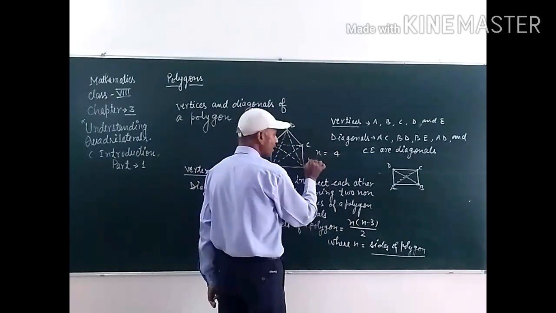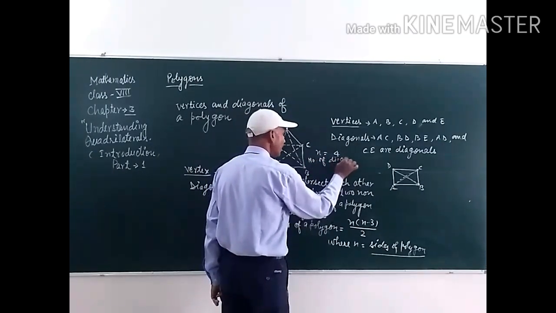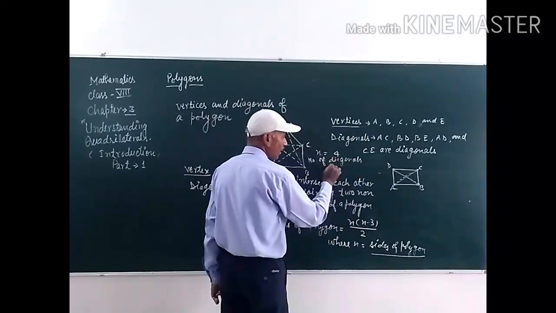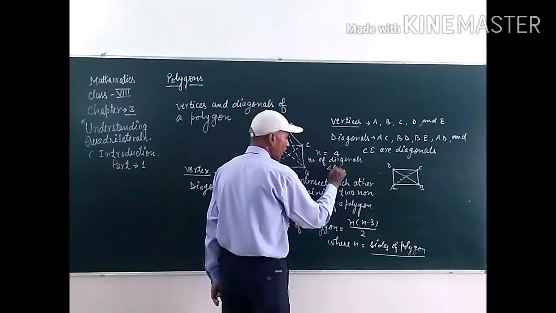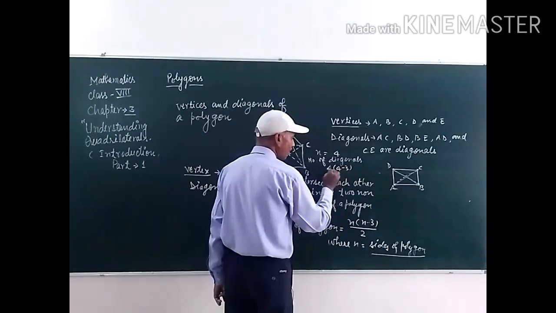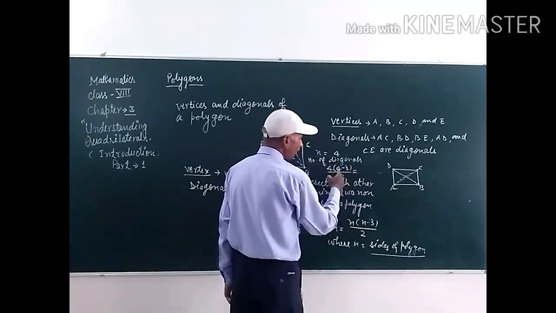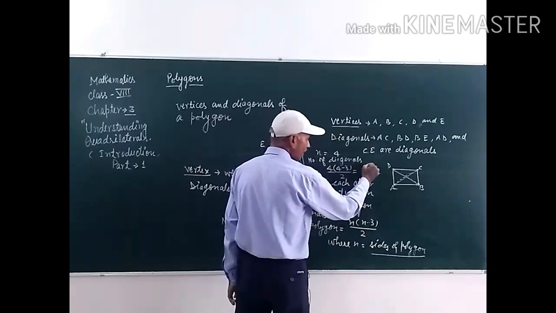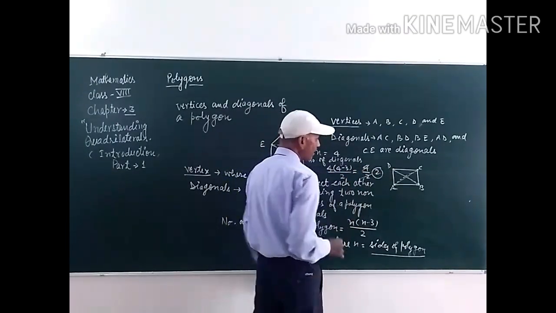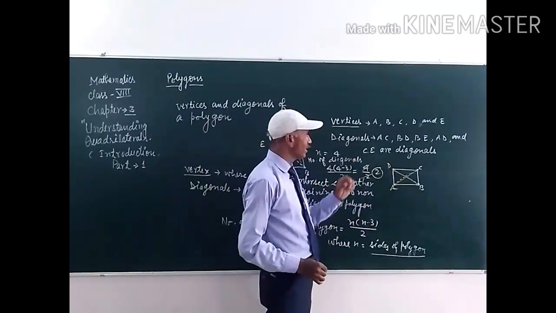Number of diagonals will be n into n minus 3 by 2, so 4 into 4 minus 3 by 2. Clear, student? So this one will be 4 minus 3, 1. So 4 into 1, 4 by 2, that is 2. How many diagonals will be in this figure? In this figure, there will be only 2 diagonals.